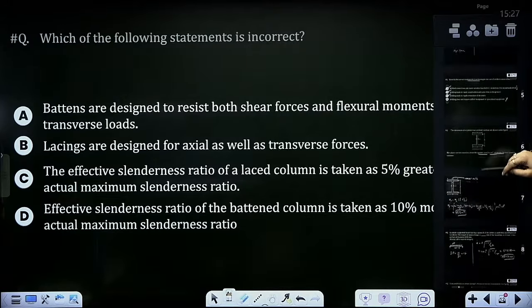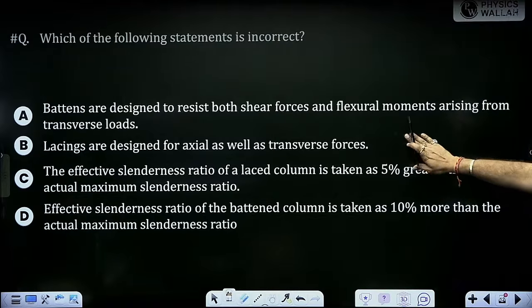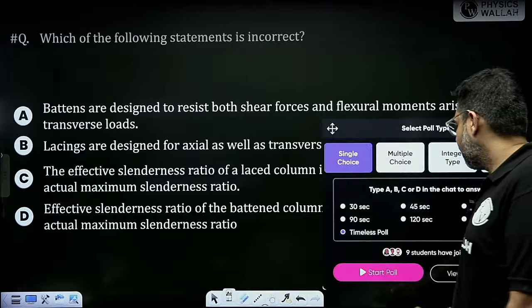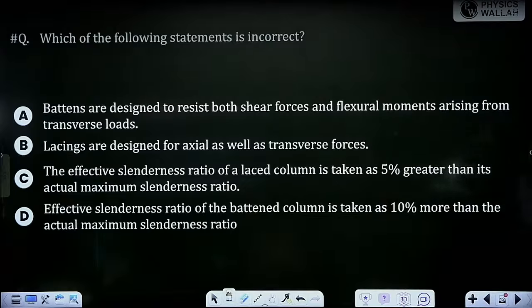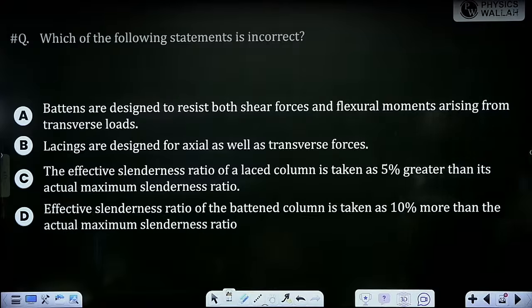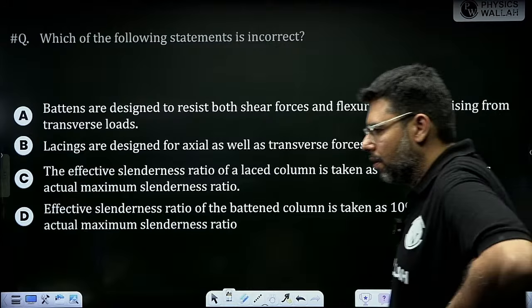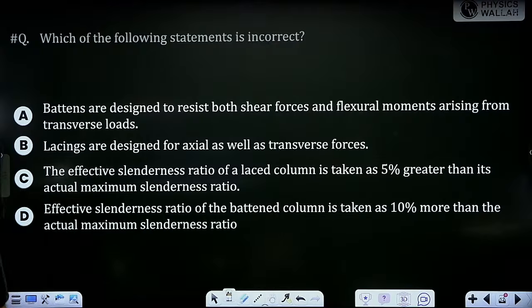I am proceeding further again. Let's proceed further. Tell me the answer of this one. Find out the incorrect statement here. More than one options can be correct here. Tell me answer of this one as well. Batten and lacing, batten column and lace column.